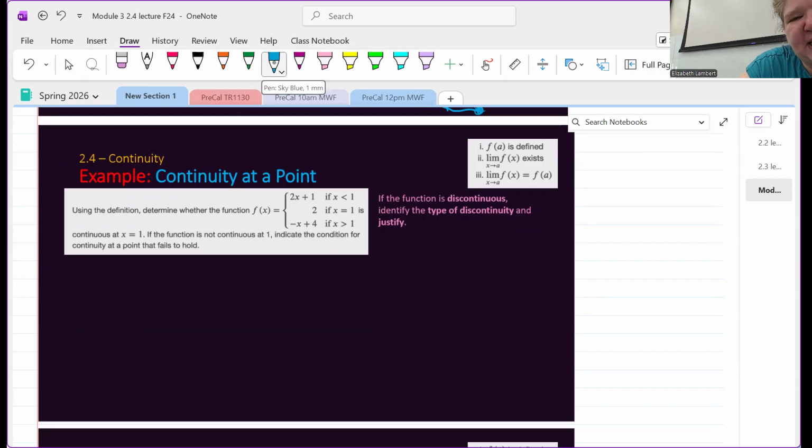So all of this is saying, like, which part did it fail to uphold? Was it that f of a wasn't defined? Was it that the limit didn't exist? Or was it that the two were not equal? So the conditions are these things.